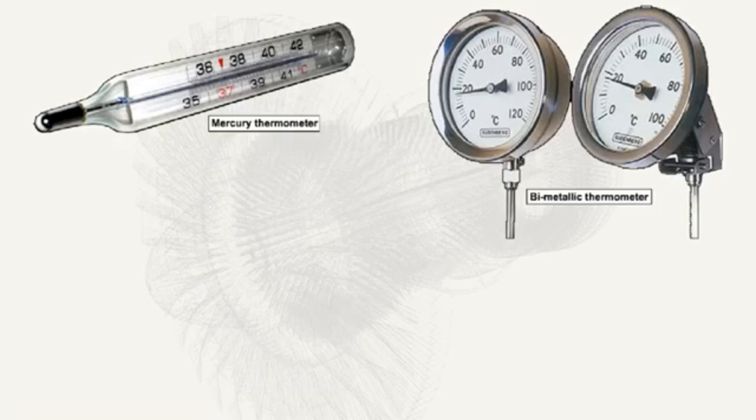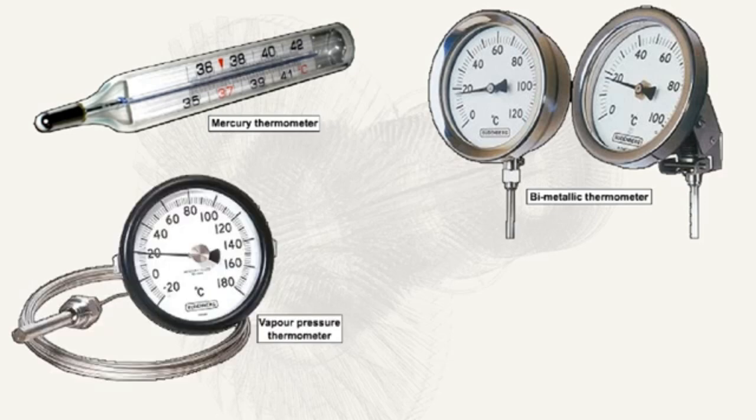the expansion type, which relies on the principle that most solids, liquids, and gases expand and contract with temperature changes. Two examples of the expansion type of device are the mercury thermometer and the bimetallic strip. The vapor pressure type of device uses the principle that liquids, when subjected to a rise in temperature, change their state from liquid to vapor. By measuring the pressure of the vapor, an indication of temperature can be gained.